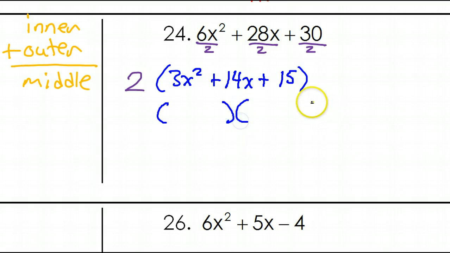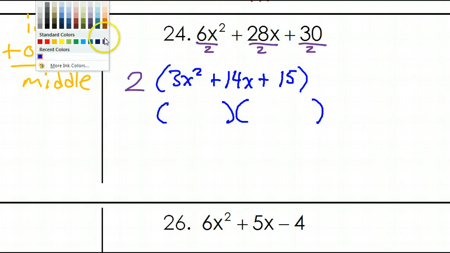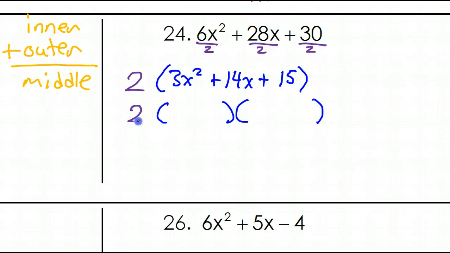Alright, as a binomial times a binomial. Make sure you bring down your common factor in the front. So let's go ahead and start with the 3x squared. 3x squared will only factor as 3x times x. Okay, now we jump over, ignore the 14x, look at the 15. There are two ways to factor 15. It's either going to be 3 times 5 or 1 times 15.